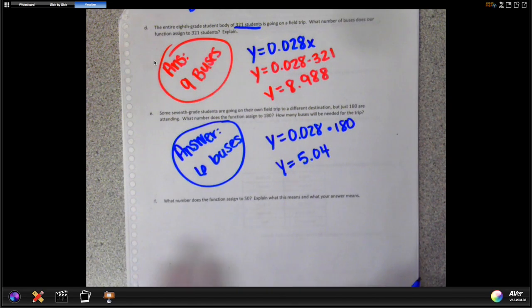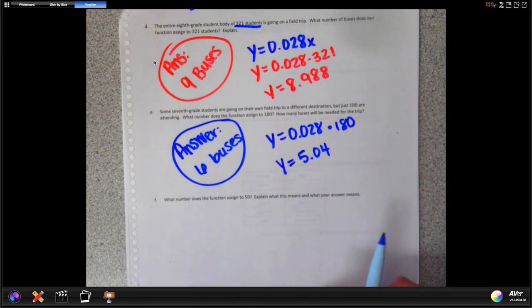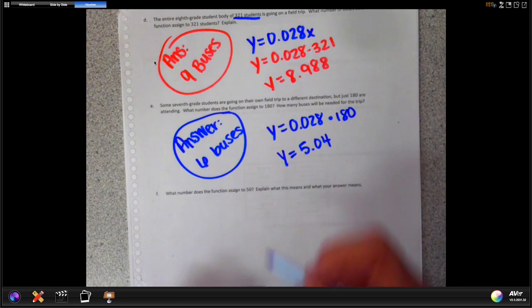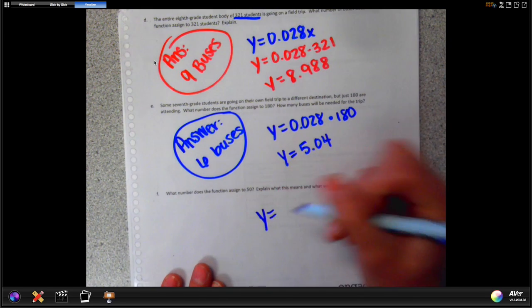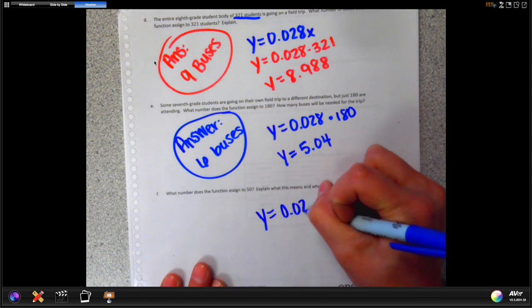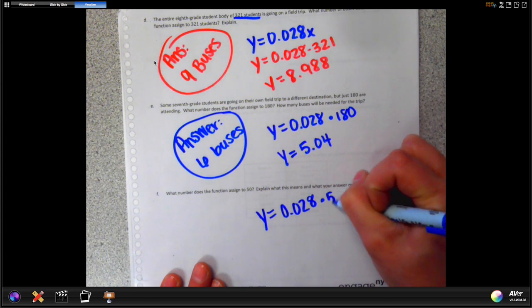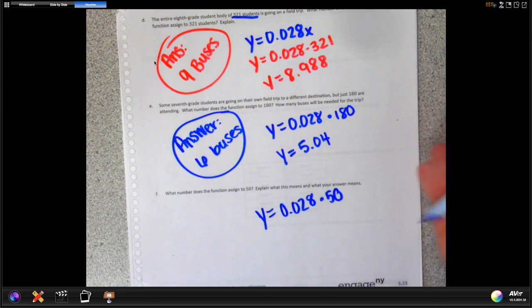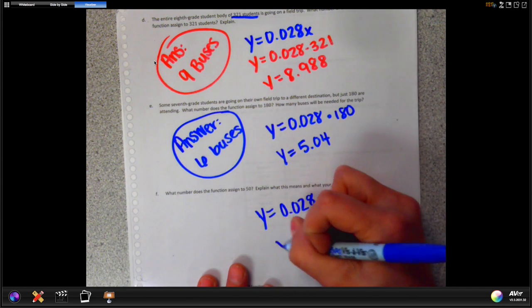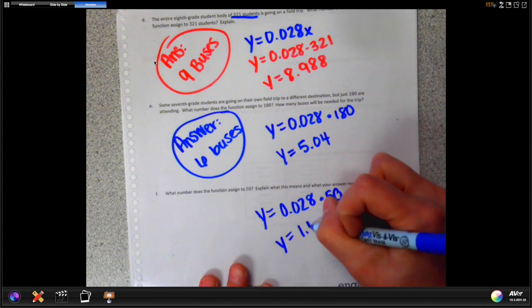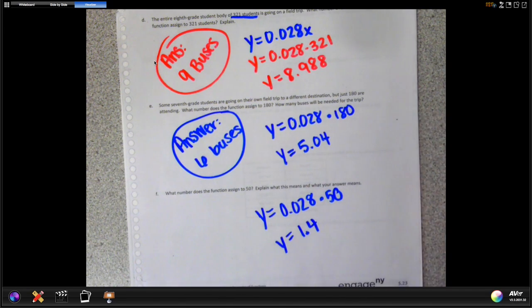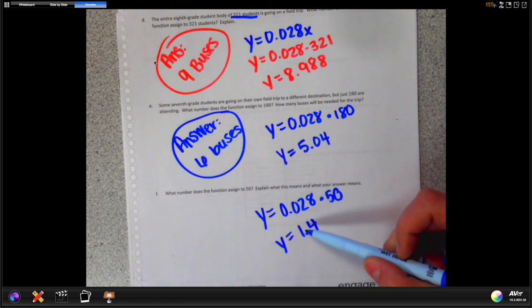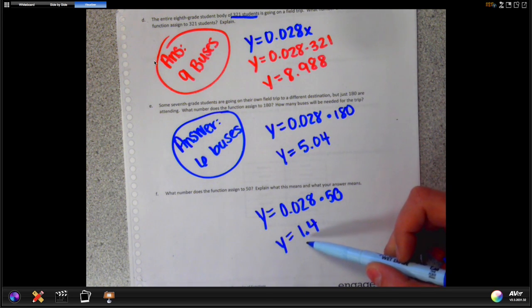Okay, so F now. Again, same thing. What number does the function assign to 50? So let's do it one more time. y equals 0.028 times 50. Okay, so if 50 kids go on the field trip, how many buses are we going to need? If you type that in, you get y equals 1.4. Okay, now, do we need 1 bus or 2 buses here? Again, 1.4 rounds to 1 if you round correctly.